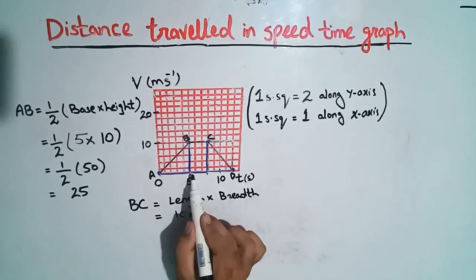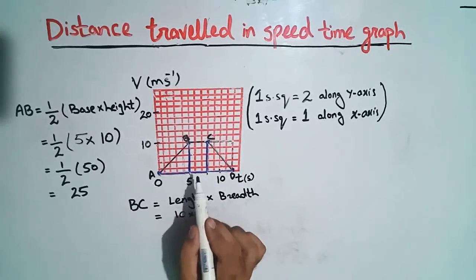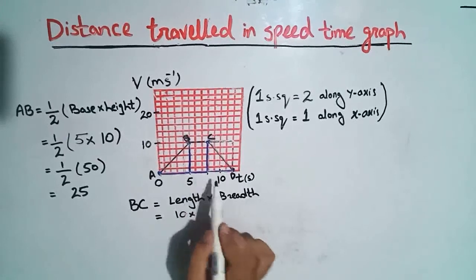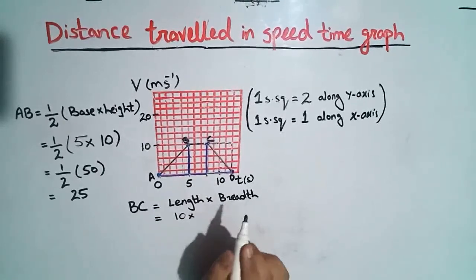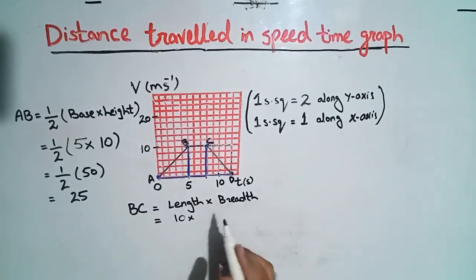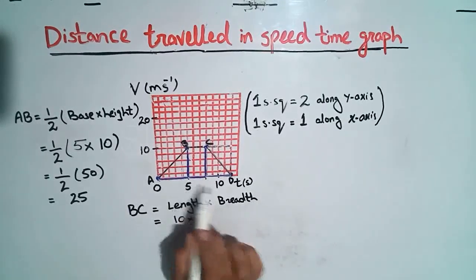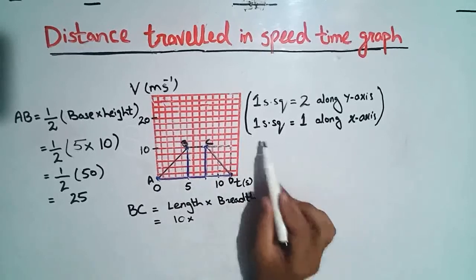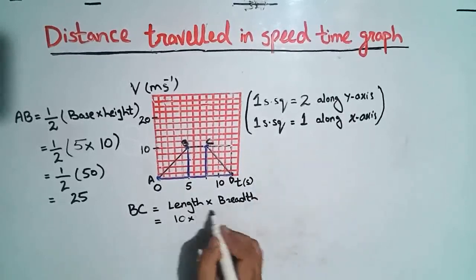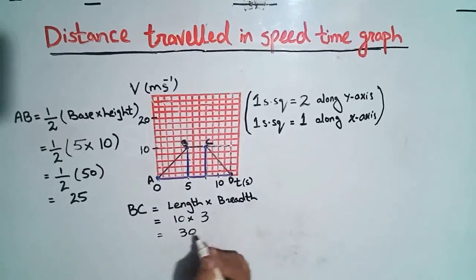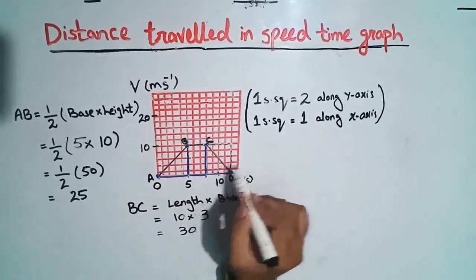Breadth: 1, 2, 3. The first point from which you start counting will not be counted, as I told you in my previous video. So there are 3 lines, each line of a single value along the x-axis, since one small square is equal to 1. So the breadth is 3, and 10 3s are 30. From B to C the distance is 30.